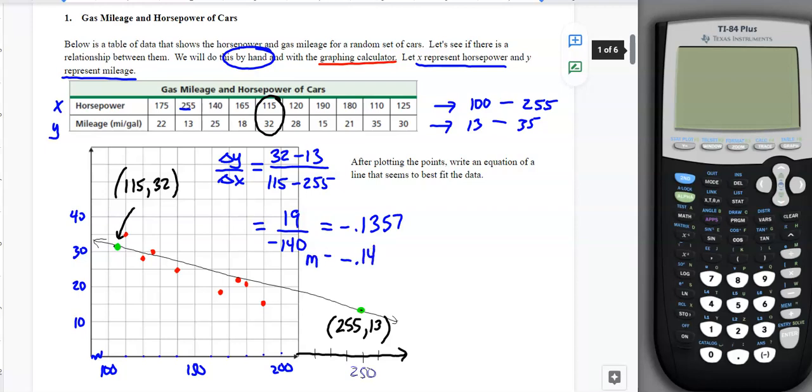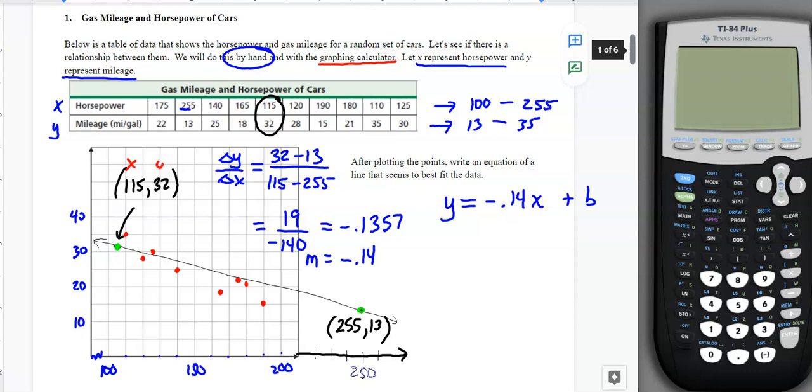So this is my m, or this is my slope. And so now to write an equation, I need to get my starter equation. So y equals negative 0.14x plus b. And just like we've done in previous lessons, I'm going to pick one of these 2 points.